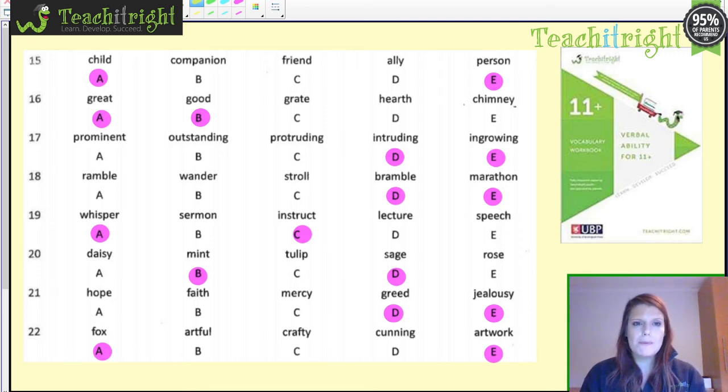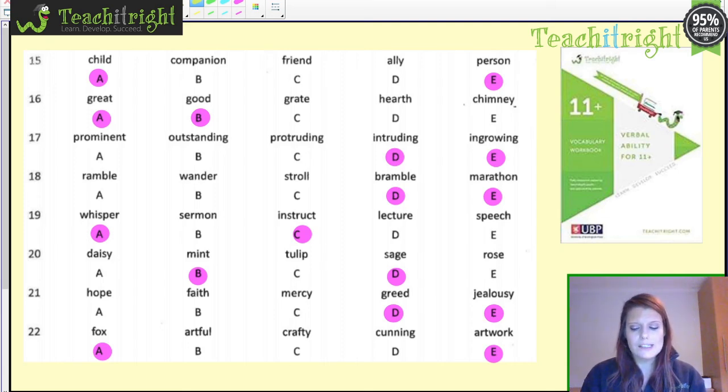17, Prominent, outstanding, and protruding all mean sticking out, whereas intruding means entering without being invited, and ingrowing, something is growing in the opposite direction to what it should. 18. Ramble, wander, and stroll are all types of walk. Bramble is a bush, and a marathon is a long distance run.